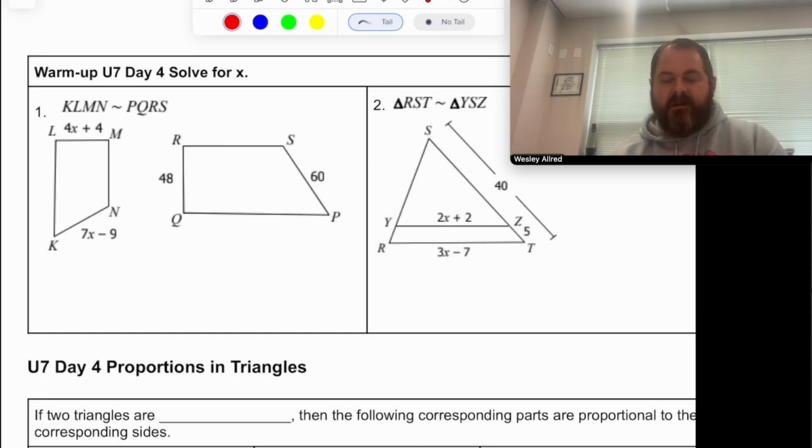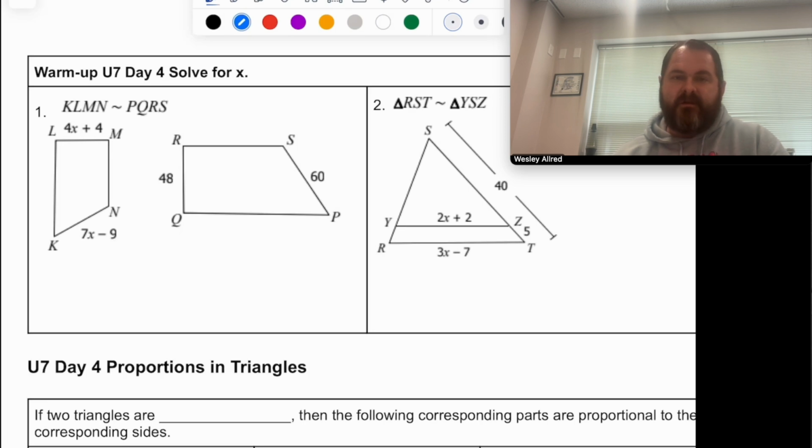All right, welcome to the lesson video for Unit 7, Day 4, our final lesson of Unit 7. Today we're going to be talking about specific proportions in triangles. Now, we've talked about proportions between similar triangles before, and so this warm-up you see here at the beginning of your notes page is actually a review of using proportions between similar triangles to find missing measurements.